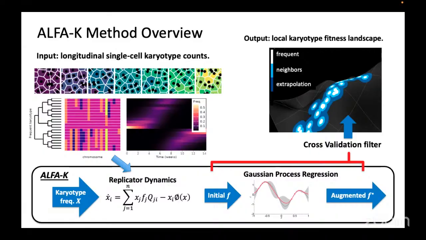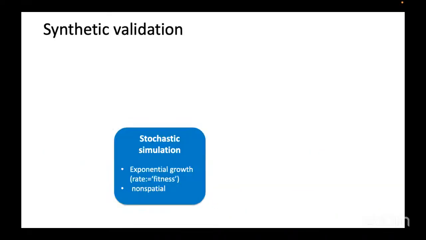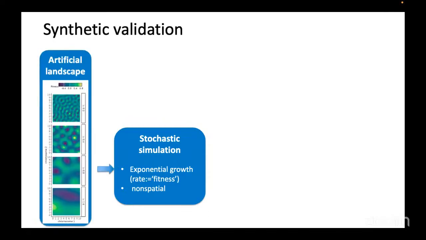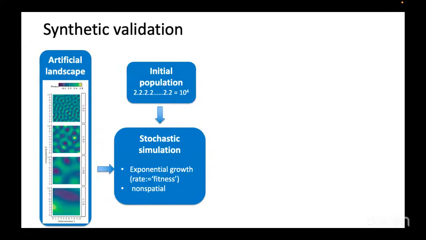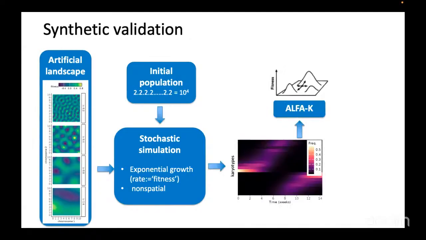So does it work? To test that question, we did some extensive synthetic validation. The linchpin of this is a simple stochastic simulation, not really an agent-based model. In the simulation, it's just exponential growth. It's non-spatial. Cells are just dividing with a constant rate, and that's their fitness. Into that, we put artificial fitness landscapes. We have an initial population, we run that simulation, generate the output data that we need, and get our fitness landscapes.